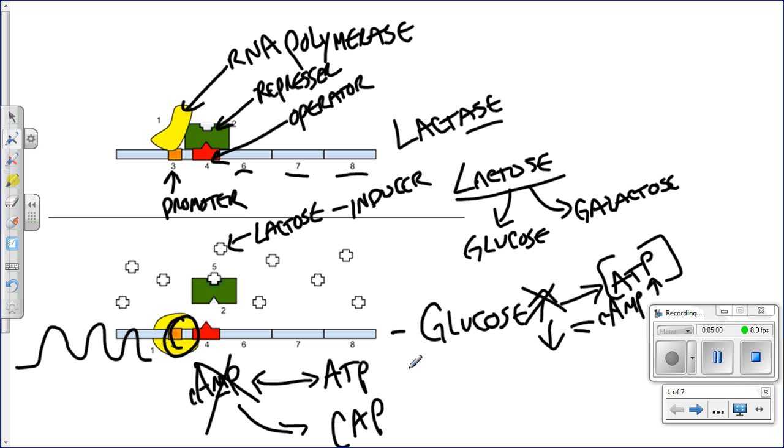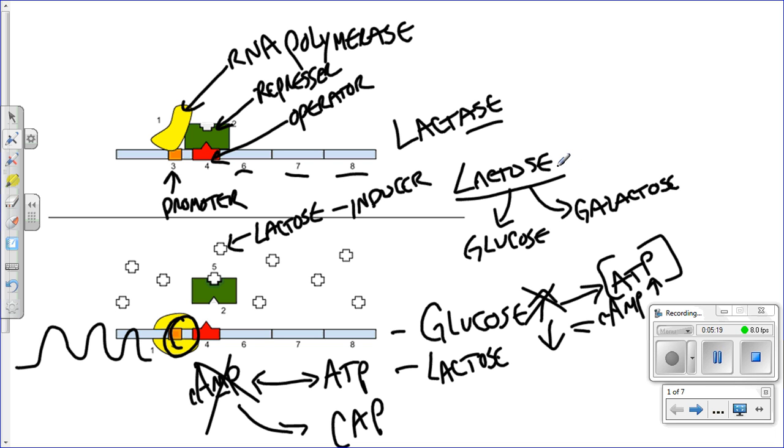The other thing that needs to be present in order to make lactase is that lactose needs to be present, just like we stated at the beginning of this. So these are two things that allow this operon to actually govern how the cell is going to respond to the environment, in this case, sugars that are present.